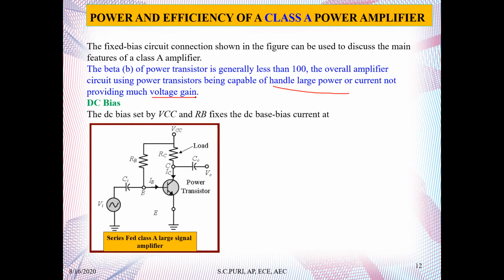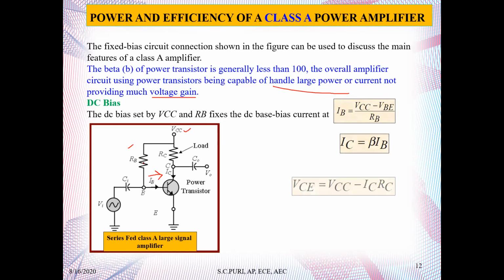DC bias. The DC bias set by VCC and RB fixes the DC bias current. You see here IB, which is this current, is equal to VCC minus VBE divided by RB. IC, we know IC is equal to beta IB. Therefore, VC is equal to VCC minus IC RC.